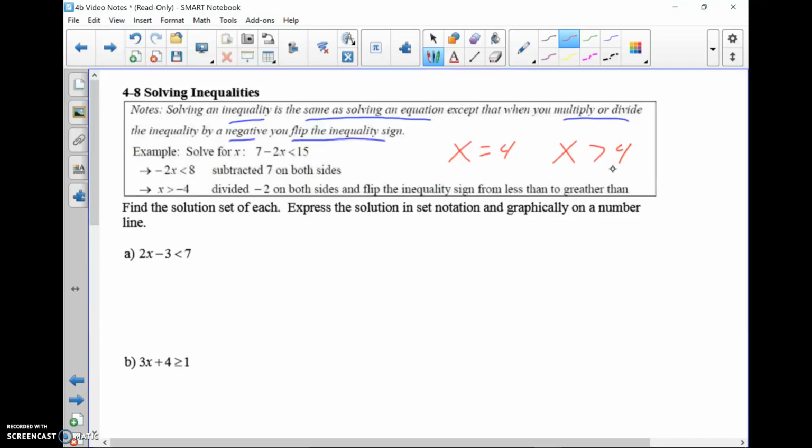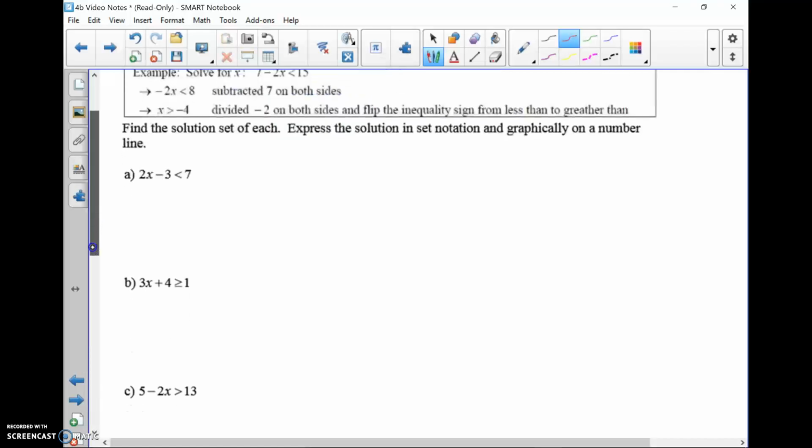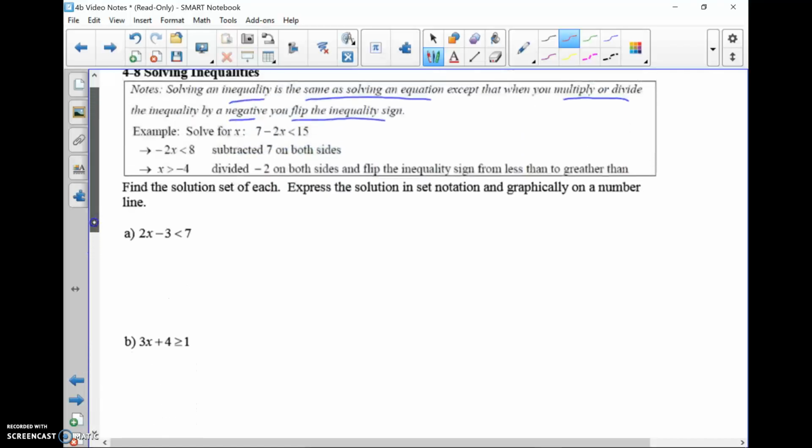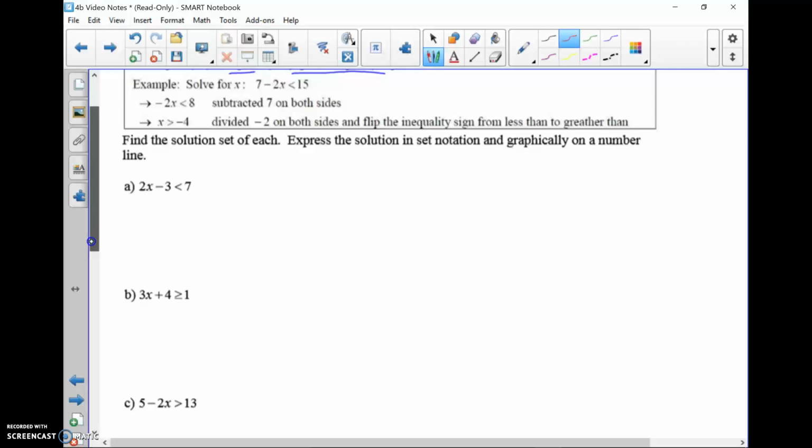A lot of times, not in this case, but like I mentioned in the previous video, you'll have questions that say, find the smallest integer that satisfies the inequality. For x is greater than 4, the answer would be 5, because that's the smallest integer that's greater than 4. If it were greater than or equal to, now the smallest integer is 4. So you have to be careful with those follow-up questions. But solving them is like solving equations. You just got to remember that if you multiply or divide by a negative, you flip the sign.